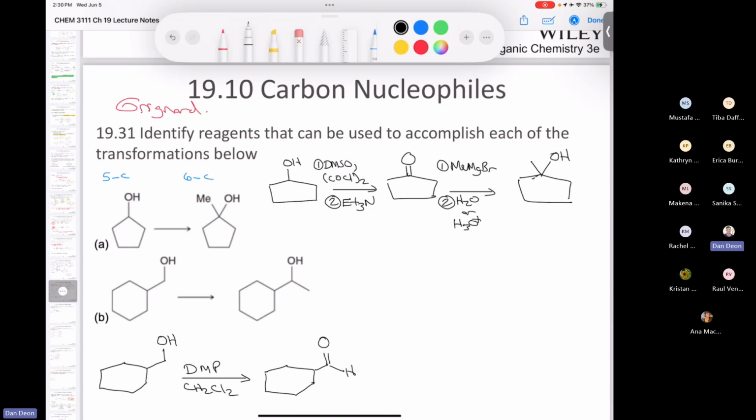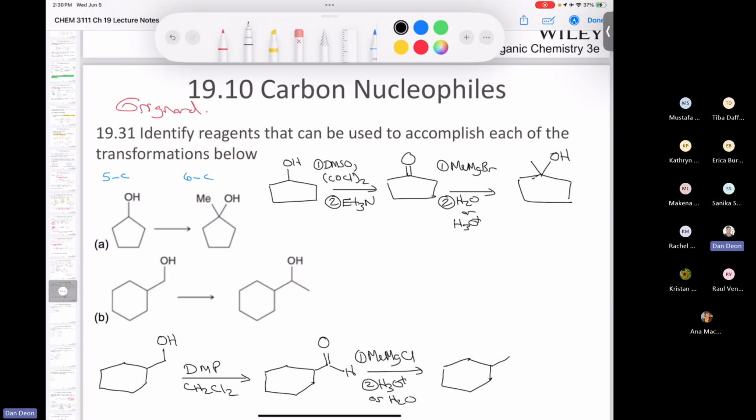And then to get to the final product, we're going to treat that with methyl magnesium. Instead of bromide, I'm going to choose chloride just to be different. And then I'm going to put H3O plus or H2O in the second step. And that's going to give me my secondary alcohol.